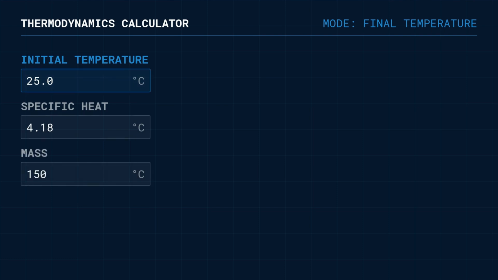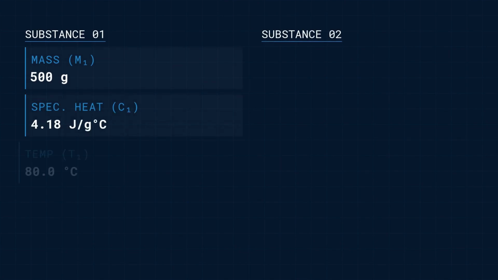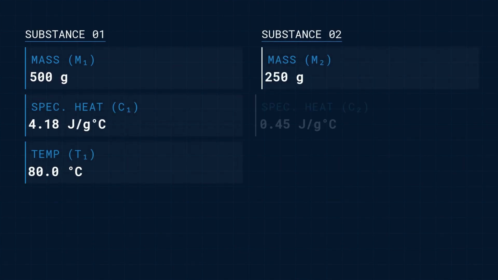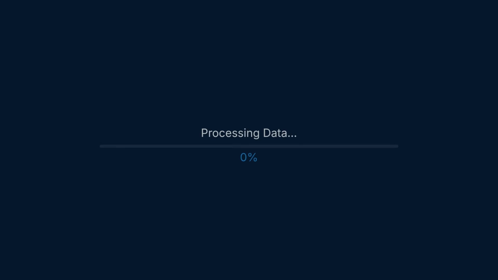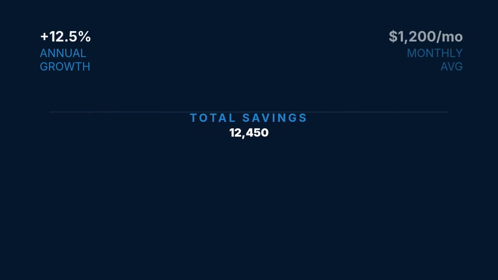For mixing calculations, additional fields appear: mass 1, specific heat 1, temperature 1, mass 2, specific heat 2, and temperature 2. After entering your values and clicking Calculate, the results appear below. The calculator displays your primary result prominently, along with secondary calculations that provide additional context.